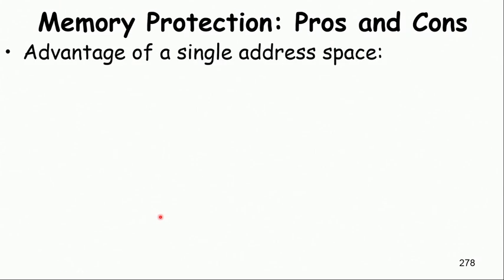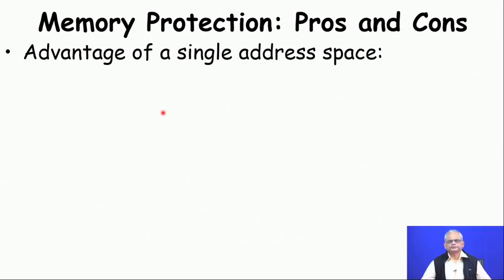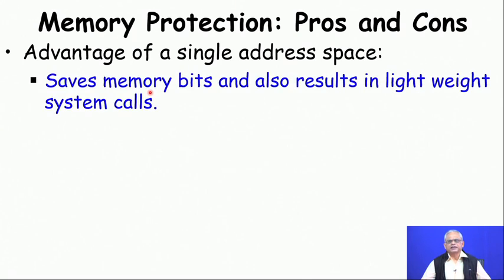But let us look at memory protection. We said that each task has its own address space. A task cannot access the address space of another task, and that is ensured by the memory protection mechanism. When we do not have memory protection, all tasks operate on the same address space. The advantage of having a single address space is that it is efficient.